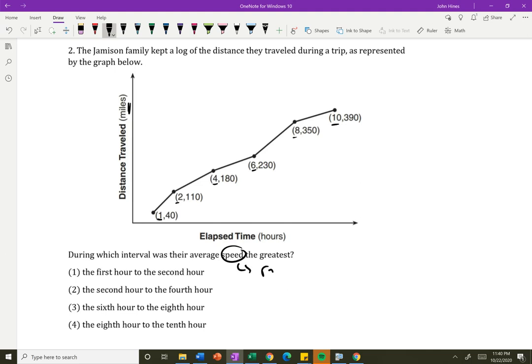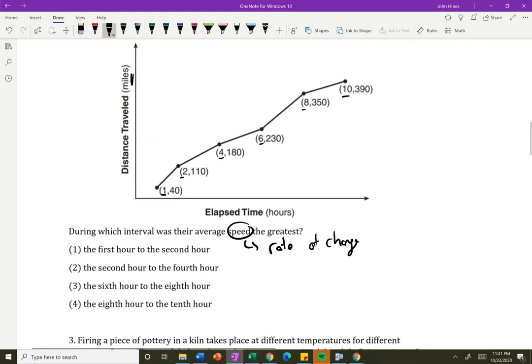Well, speed is a rate of change. It's miles per hour. So whenever I see speed, I'm thinking of rate of change. How am I going to find the rate of change here? We're measuring steepness. Rate of change is a measure of slope, a measure of steepness. So I want the steepest line segment that I can find.